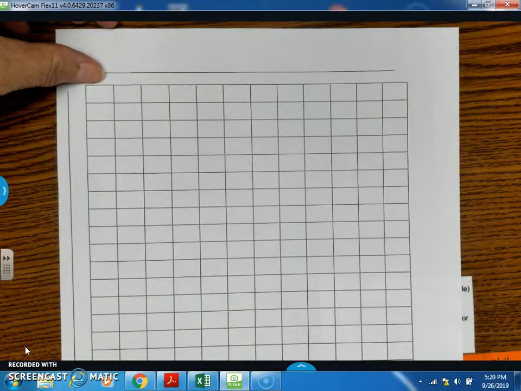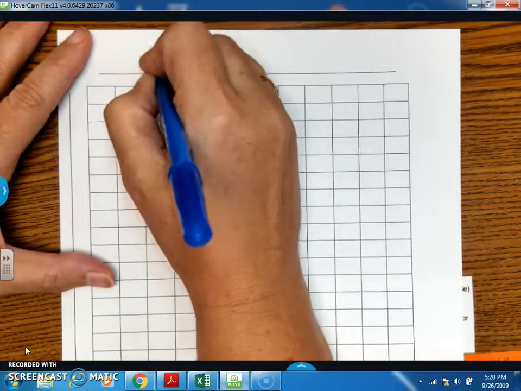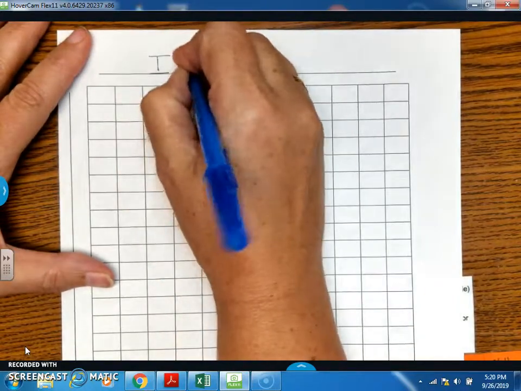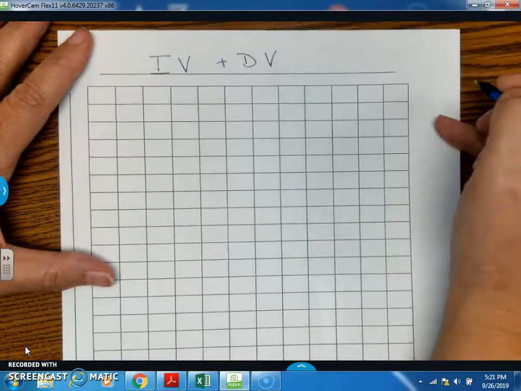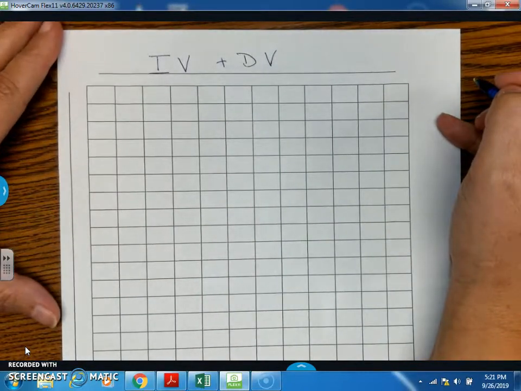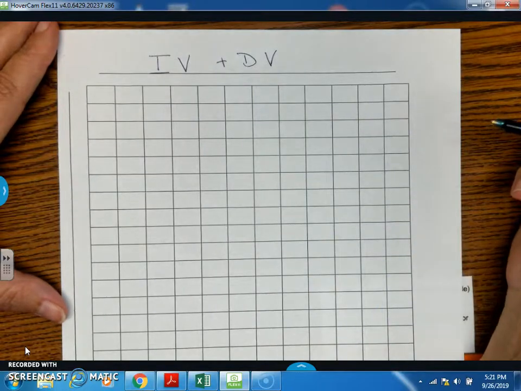This is a video that shows you how you should be graphing. First, let's start with titles. You have an independent and a dependent variable. The dependent and independent variable should always go on top. So whatever your independent variable and your dependent variable is, that should be in a title so that people know what you are talking about when they're looking at the graph.